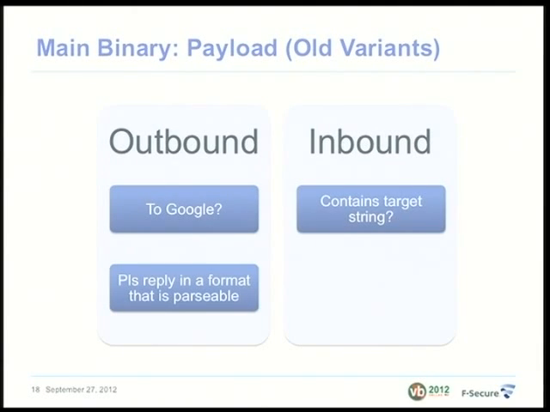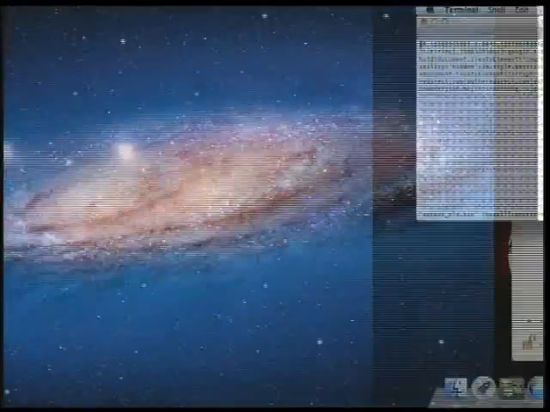The inbound API hooks are used to catch responses that contain target strings. Once found, additional content is injected into the responses before they are handed back to the browser. The target string and the injected content are specified in the configuration data of the malware. So I have prepared a demo to help you better understand this.